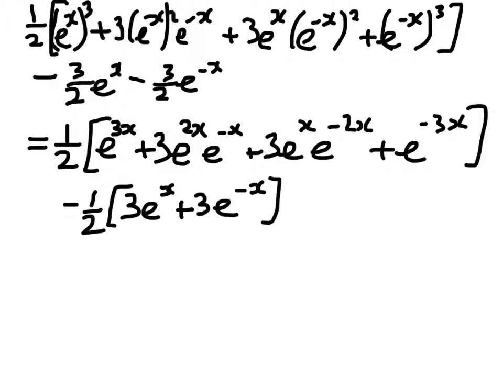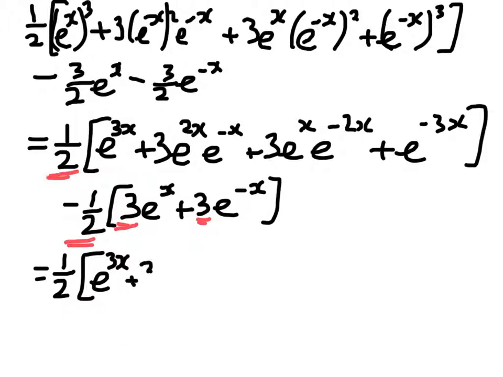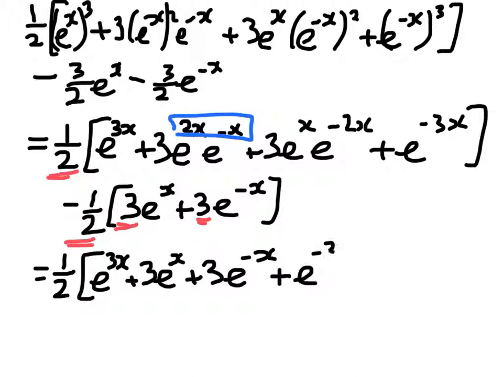Right, so I'm thinking here about putting the 3's back in because I see that eventually I'm going to want to put these two terms together, so it's good to have the same factor outside in the form of the 1/2. Right, so now we can start to chuck some things in together. So that's going to equal 1/2 e to the 3x plus 3 e to the x. Right, so I'm just adding those powers there. Plus 3 e to the negative x plus e to the negative 3x.